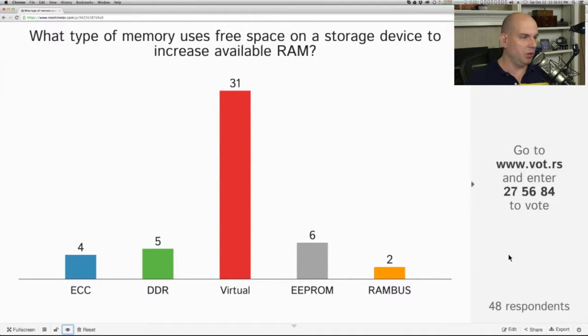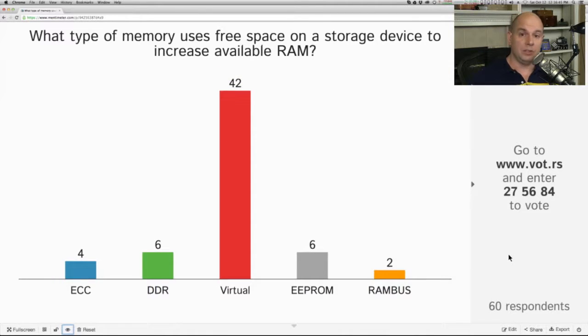31 people have said virtual memory is the type of memory that uses free space on a storage device, but some of you said ECC and DDR. ECC is the error correcting memory, so that is not quite what we're looking for. DDR is not quite, that's a type of memory, certainly, but it is not the kind of memory that's on a storage device like a hard drive or an SSD. Electrically erasable, programmable read-only memory, not quite the same. We might use that for other purposes inside of our computer, but not to increase available RAM in our computer. And RAM bus, no, that's not quite the same thing either. So free space on a storage device would be the thing that we are interested in.